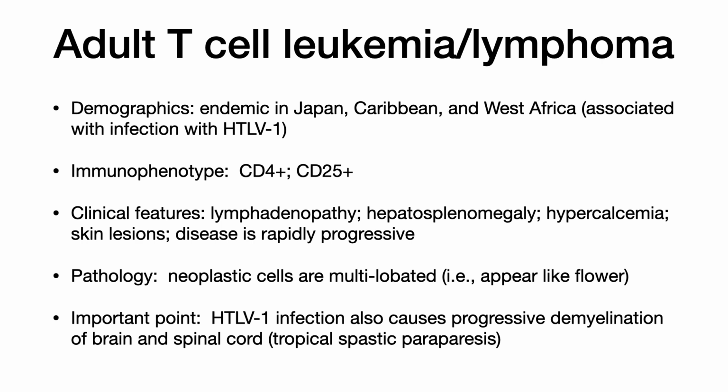Pathologically, they're usually multilobated, so they kind of look like a flower. And then HTLV infections can cause other things as well, including a progressive demyelination of the brain and spinal cord, the disease being tropical spastic paraparesis. So I think the biggest one there is really the association of the HTLV1, because it sounds like without it, you wouldn't get that disease process.